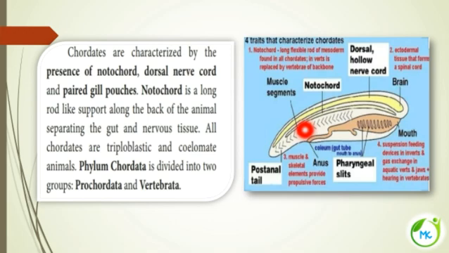So this notochord separates the gut and the nervous tissue. Also, the chordates possess a dorsal nerve cord, and also gill pouches. And all chordates are triploblastic, having 3 germ layers: an outer ectoderm, middle mesoderm, and inner endoderm. And they are coelomate animals. And the phylum Chordata is divided into two groups, Prochordata and Vertebrata.